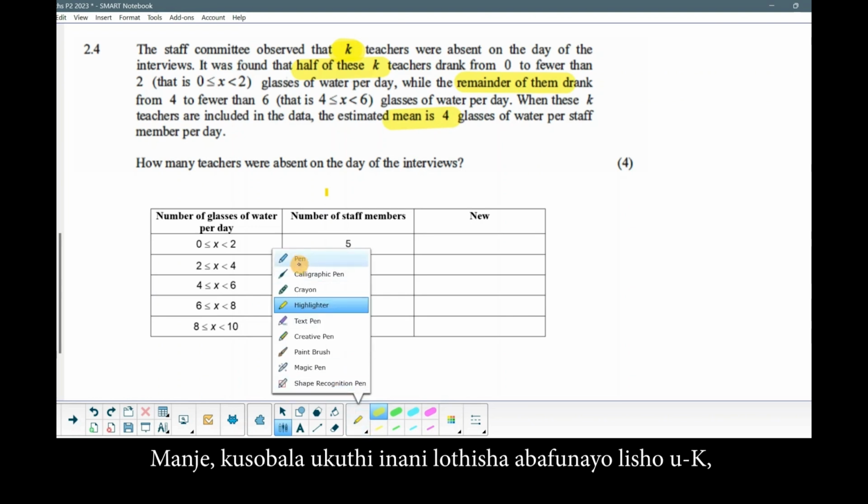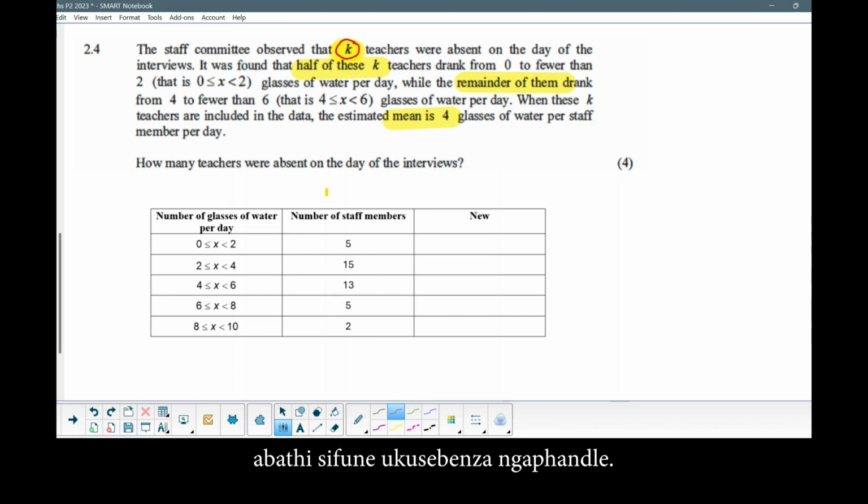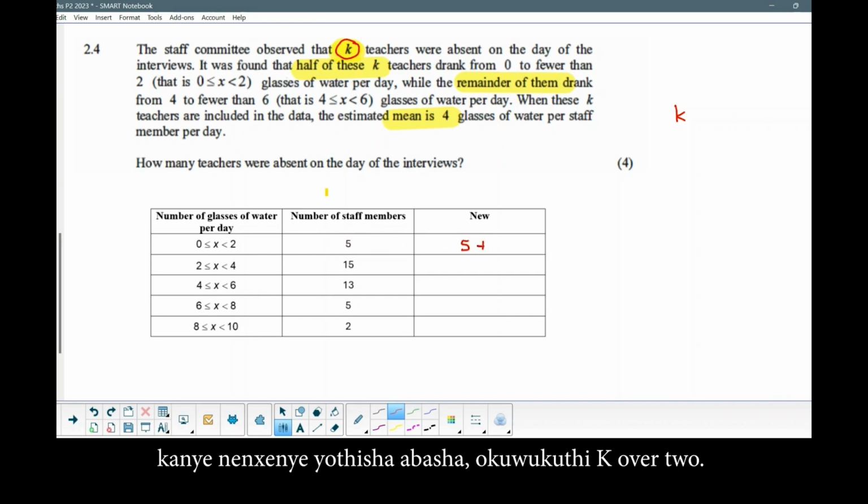All right, now, obviously the number of teachers they're looking for is this K value. They want us to work out K. So let's have a look at what they said to us. They said that there were K teachers, and half of them lie in the category of 0 to 2. So this is the category they're sitting in, that means in here. So where we had 5 members in that category, we now have 5 plus half of the new teachers, which is K over 2.